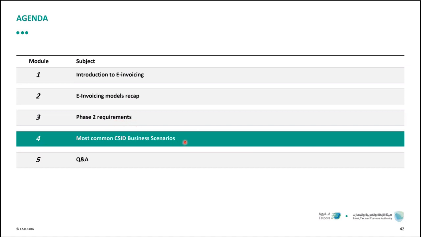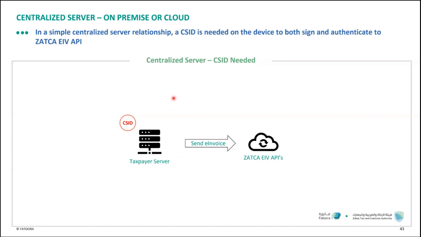Now we'll have a look at the most common CSID business scenarios and when it is expected to generate the CSID. As a rule of thumb, the CSID should be generated by either the issuing system or the sending system. In the very first scenario in front of us, which is the simplest one, the taxpayer side has only one system or one server that is issuing the invoice and sending the invoice to ZATCA. In this case, you only need to issue one CSID for this server to start communicating with ZATCA.